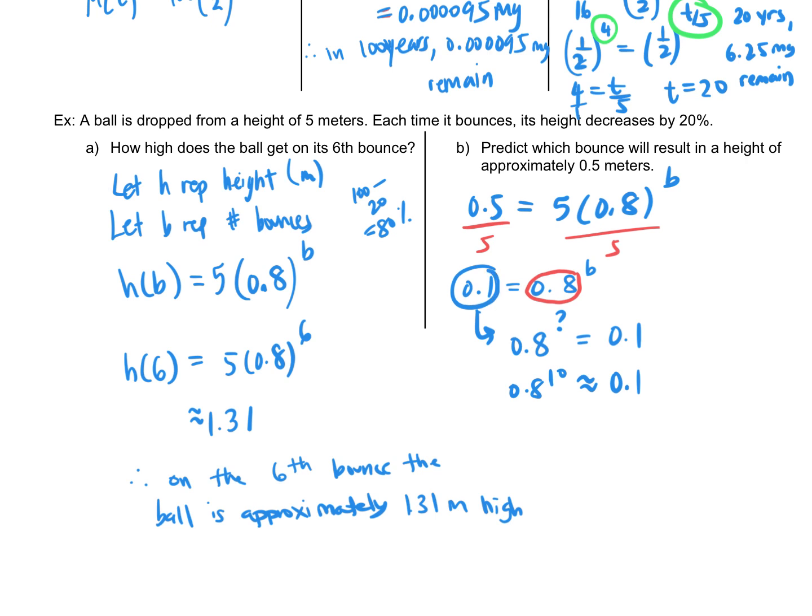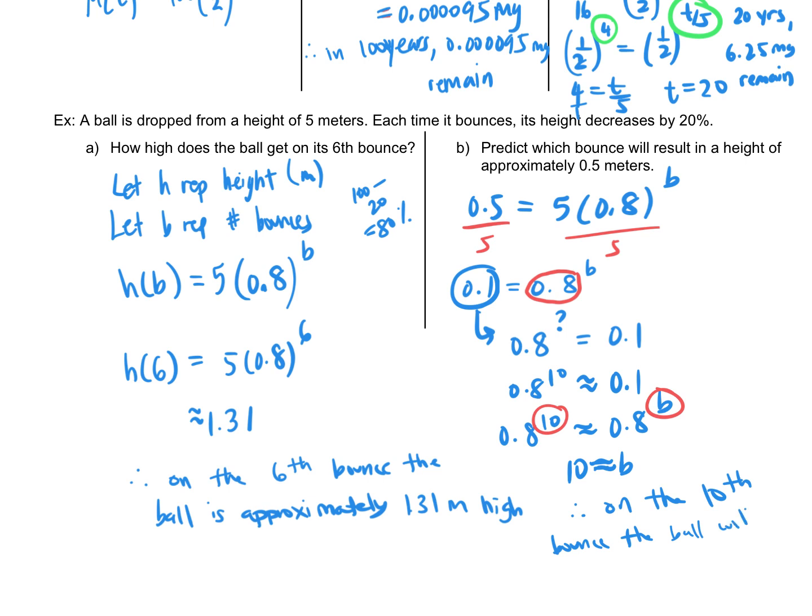So now I can rewrite this 0.1 as 0.8 to the power of 10 is equal to approximately 0.8 to the power of b. The bases match. I can set my exponents equal to each other, still rounding, and then I can say, therefore, on the 10th bounce, the ball will be approximately 0.5 meters high. And that's it for exponential decay.